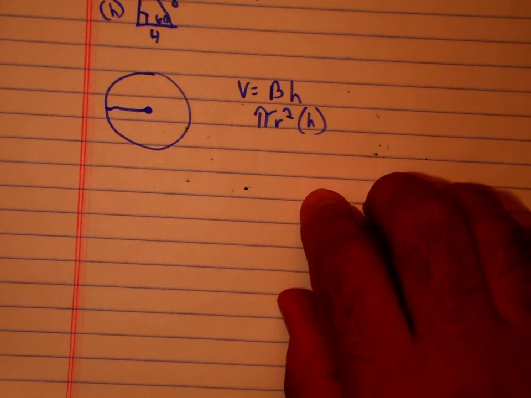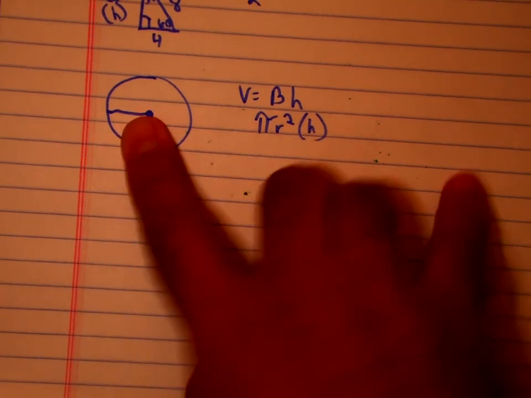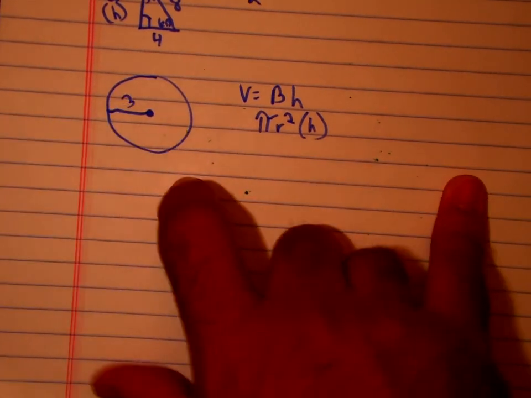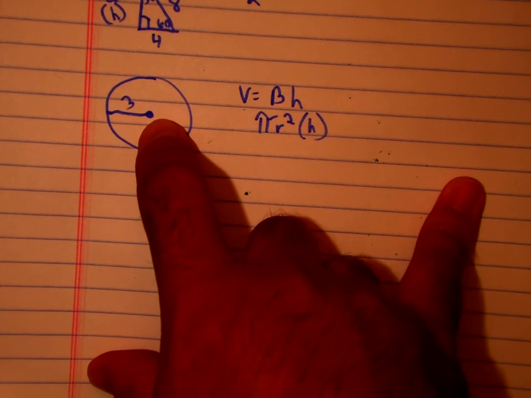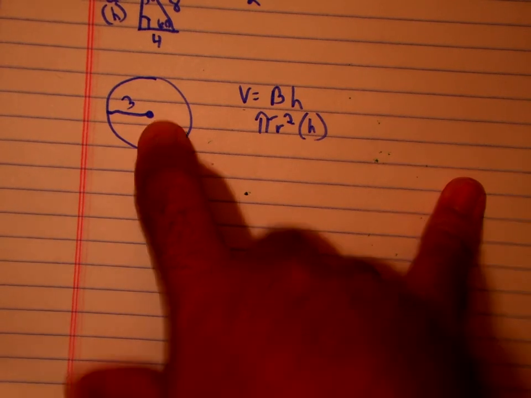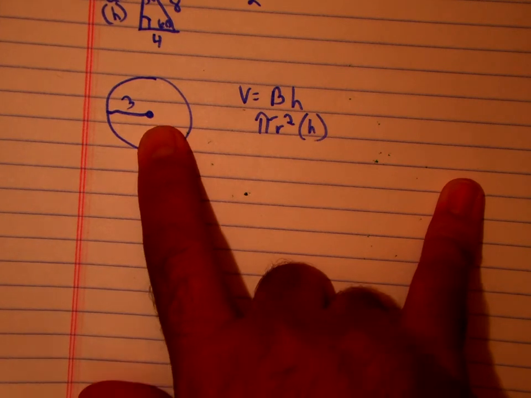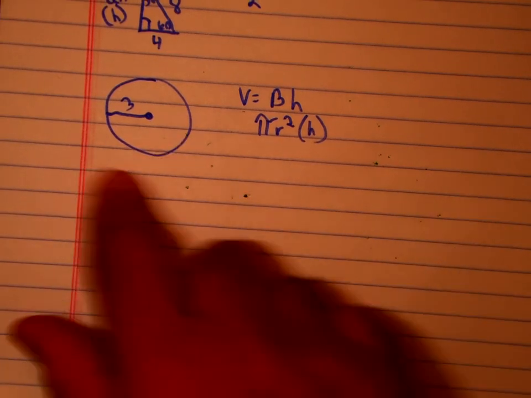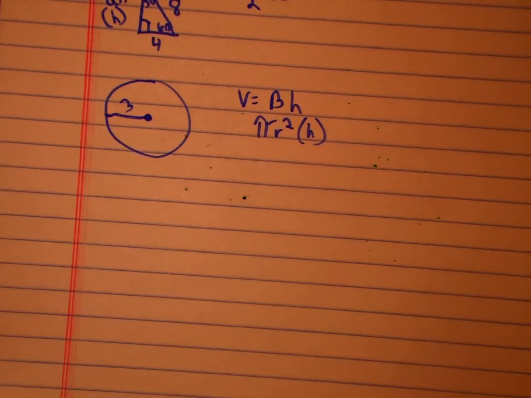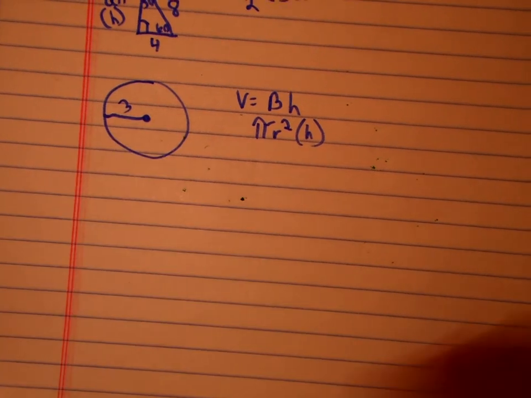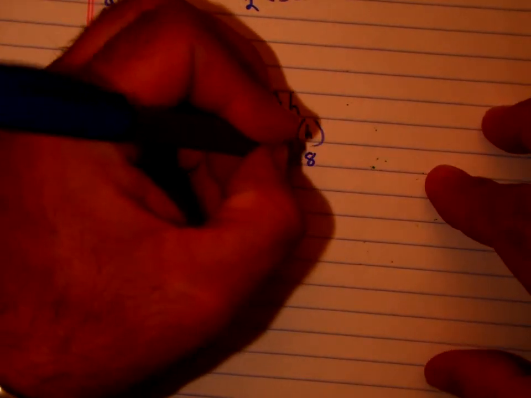Okay? So I need the radius. And they give it to us. It's 3. Sometimes they'll give you the diameter, and you'll have to cut it in half. But it's much easier to just always use the radius. And then the height of the shape would be any other number I didn't put on my circle, which would be 8. Right? So now I have 8.